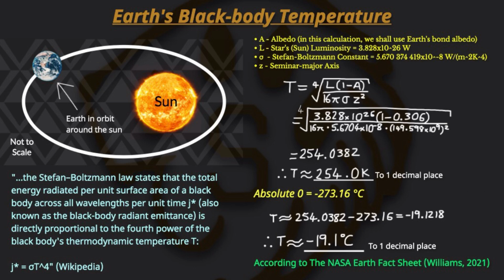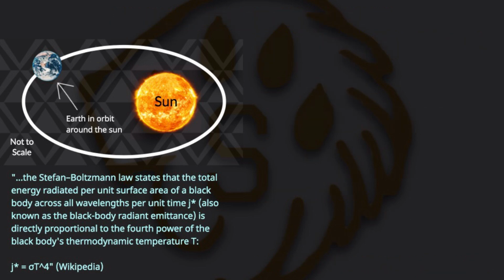And if you check the room temperature, in most cases it's around in the 20s. But according to the NASA fact sheet, that's the 20 something degrees Celsius, that's for the room temperature. But the actual one is around negative 19.1 degrees Celsius. So that's the black body temperature for Earth. I hope you get the sense of it.